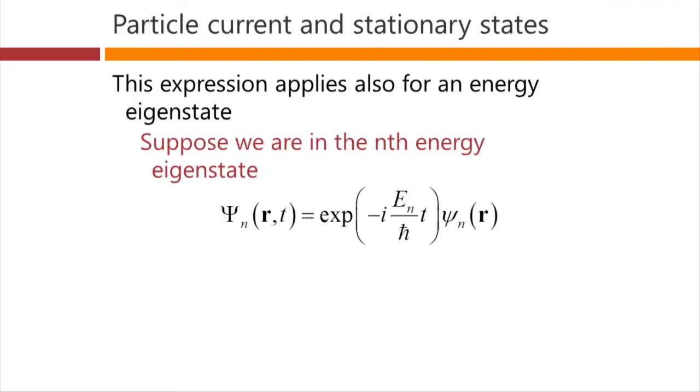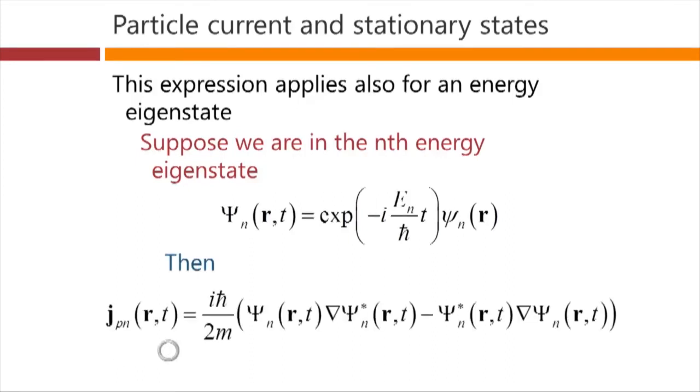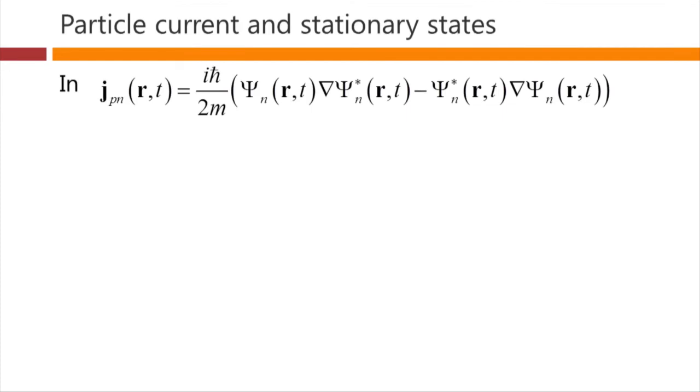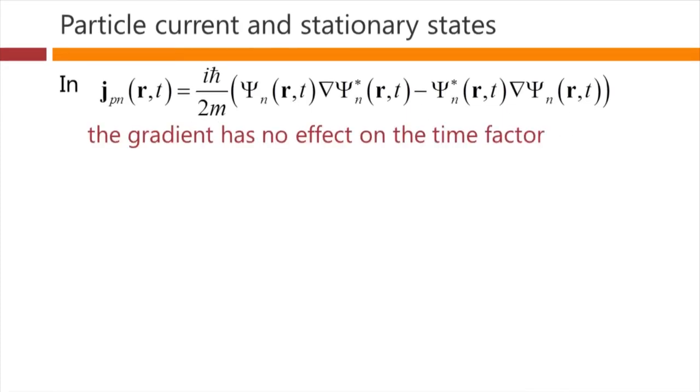So here's, for some system or other, the nth energy eigenstate written out in its full time dependent form, if we like. Then our particle current density as a function of time for this nth energy eigenstate, well, we have our expression for that. We can just write it out here. So it's i h bar over 2m times the wave function times the gradient of the complex conjugate of the wave function minus the complex conjugate of the wave function times the gradient of the wave function. In this expression that we have just written out here, the gradient has no effect on the time factor that is built into either of these two functions here.